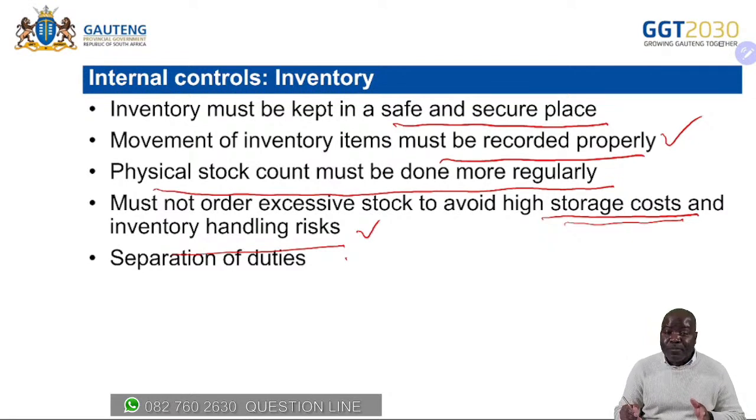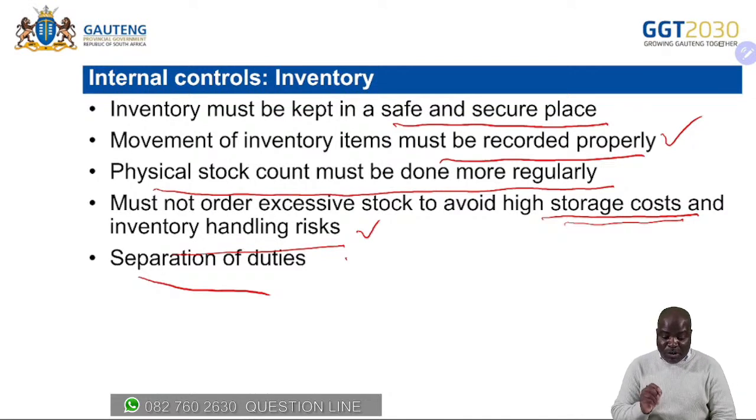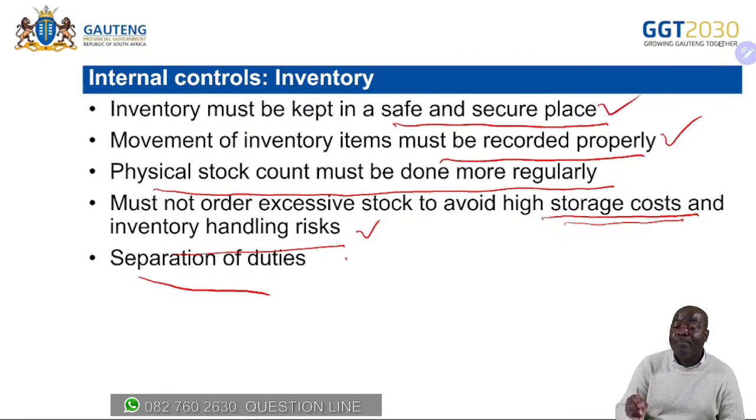At the end of the day, you'll have more than one record, and those records can be compared. When you compare those records, we can pick up some differences, and those differences will indicate a problem in how we are handling our stock. So separation of duties, boys and girls, is very, very crucial. Let me recap on this. Internal controls. First one is your inventory must be kept in a safe and secure place.